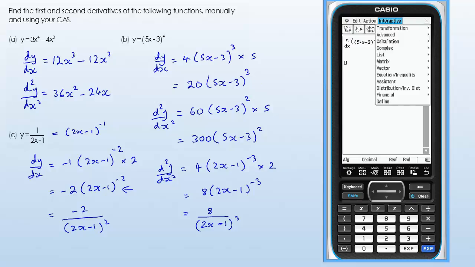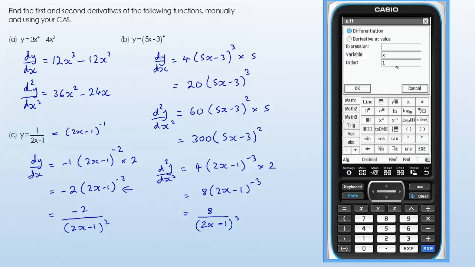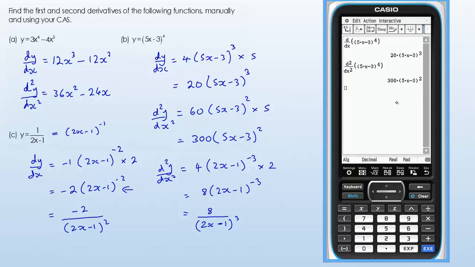Now if instead we'd done 5x minus 3 to the power 4, but we'd put a 2 in there for the order of differential, it does the second differential, and that's 300(5x minus 3) all squared.